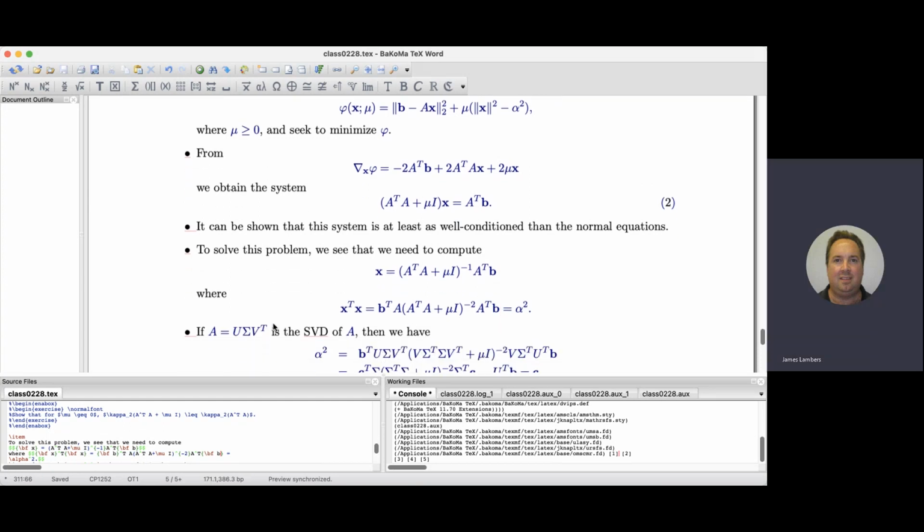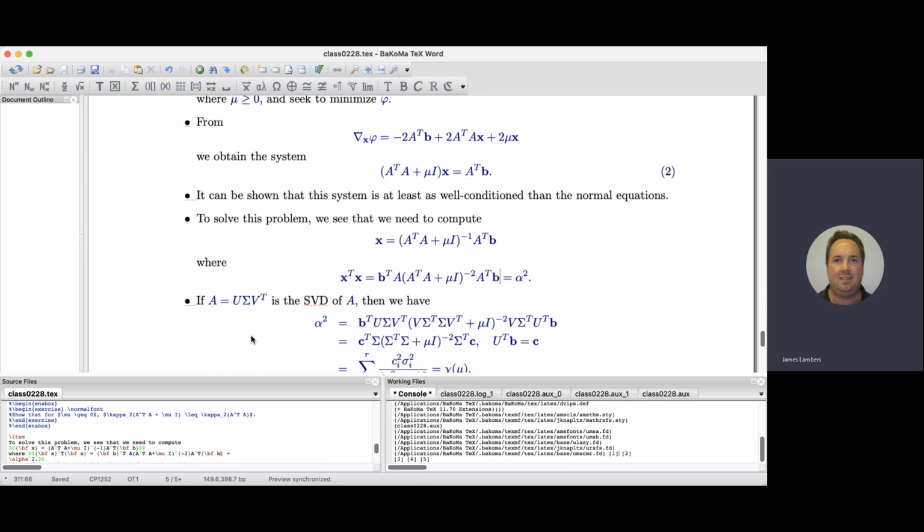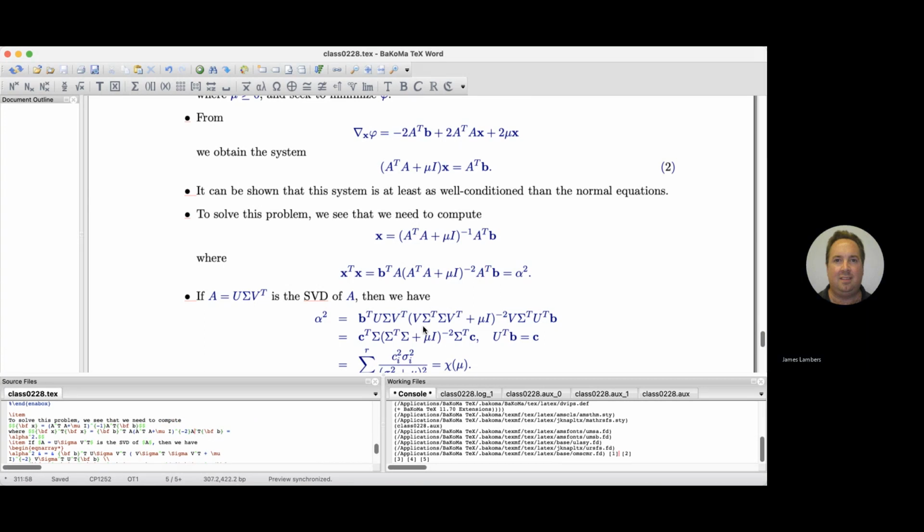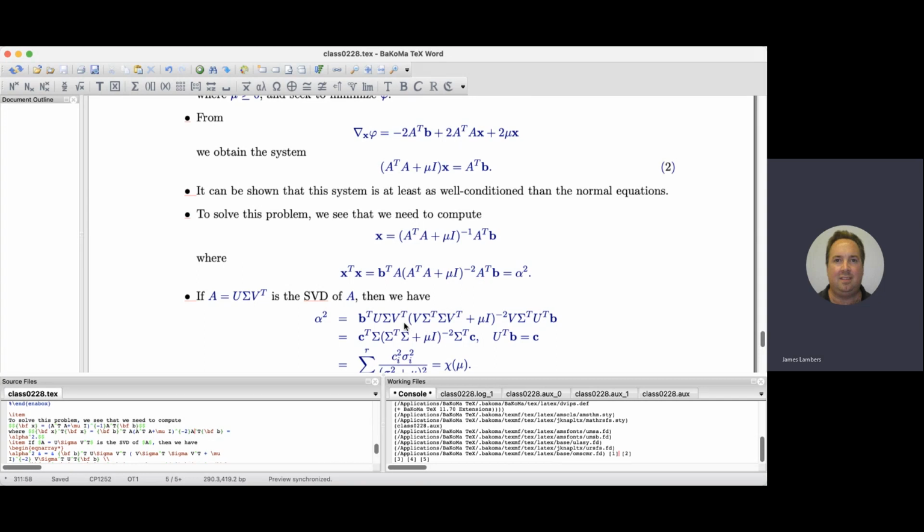Now, suppose we compute the singular value decomposition of A. So A is equal to U sigma V transpose, from last class. Then all I've done here is replaced A throughout with the singular value decomposition. So this is just this right here. But now there's some simplification, where all of the V's end up canceling out.